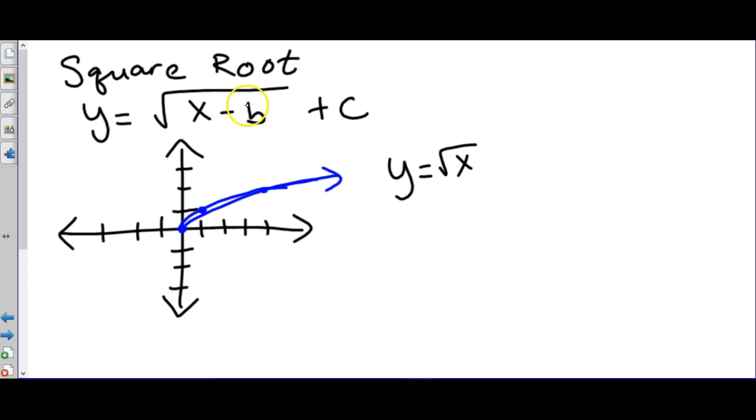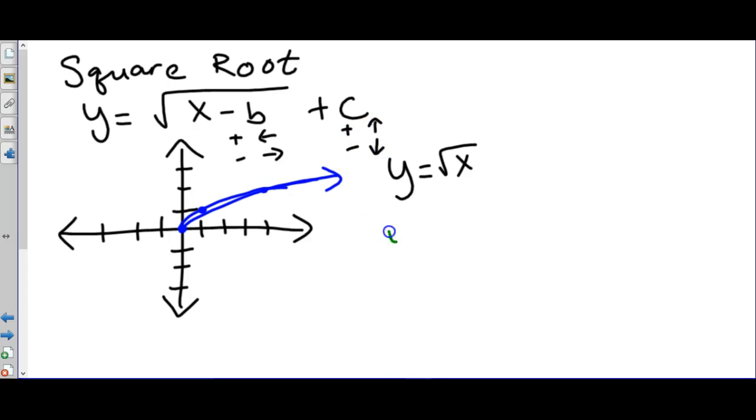If this number b is positive, we go to the left. If this number b is negative, we go to the right. If c is positive, we go up. If c is negative, we go down. So positive goes left, negative goes right. For this, positive goes up, negative goes down.